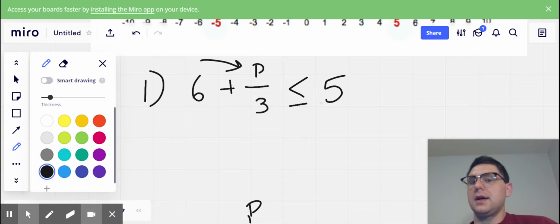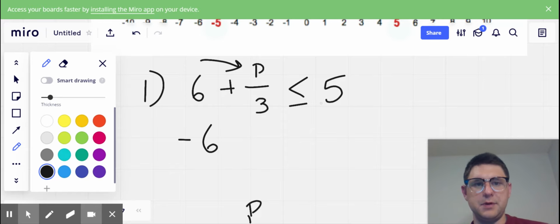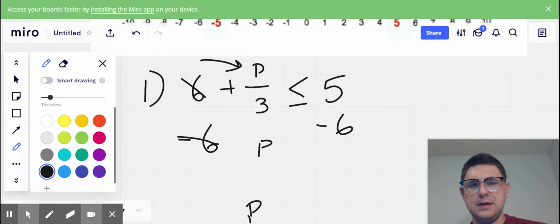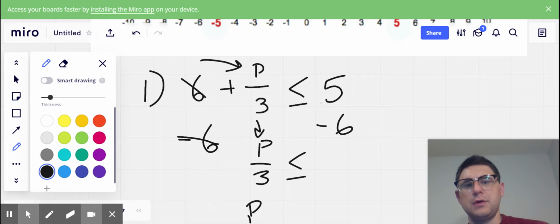All right, so following our order of SADMET, I'm going to get rid of the addition first before I get rid of that division. Right? We see how we have a 6 plus p divided by 3. So I'm going to subtract 6 from both sides. Okay, these cross each other out. And then p divided by 3 moves down here. Again, we're just subtracting, so we're not going to change what direction that sign's going. That doesn't affect it. And then we'll say 5 minus 6 is negative 1.